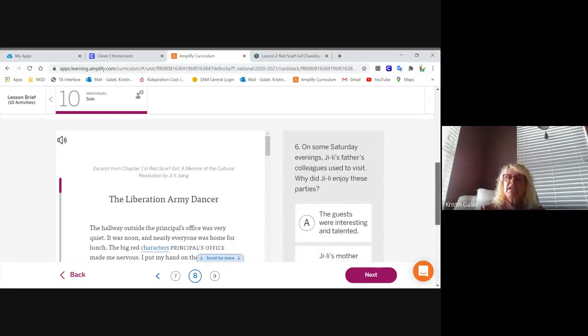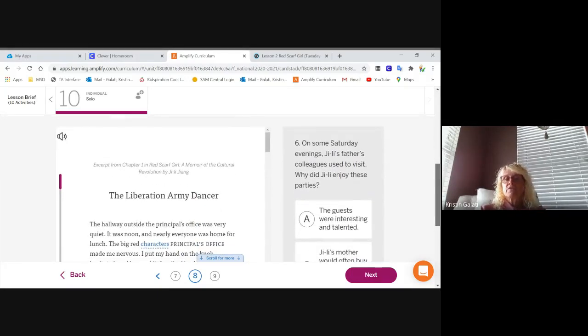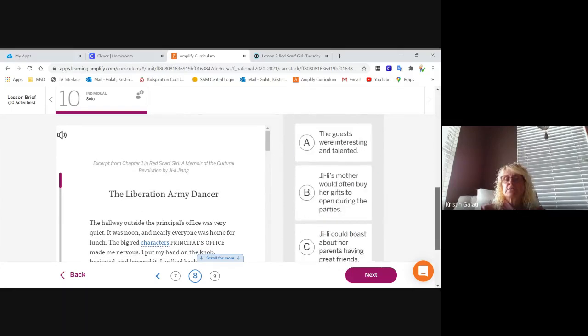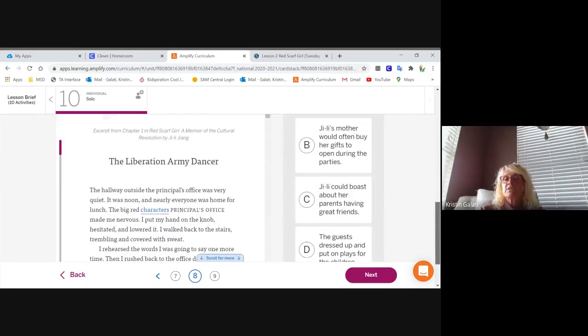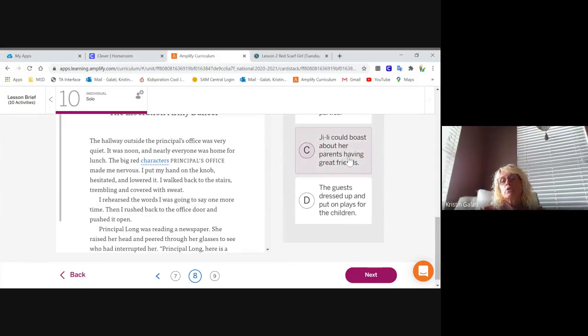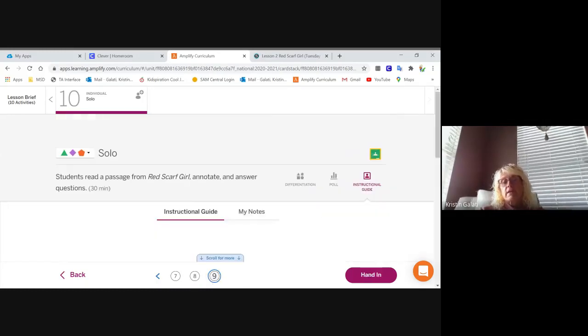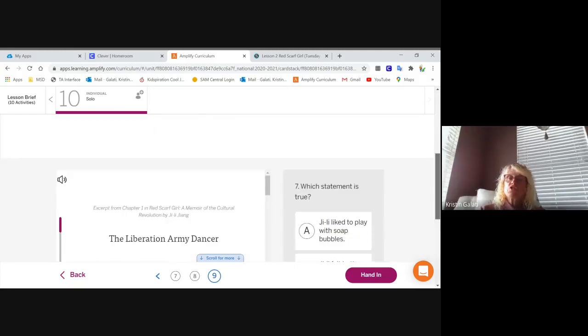6. On some Saturday evenings, Ji Lee's father's colleagues used to visit. Why did Ji Lee enjoy these parties? A. The guests were interesting and talented. B. Ji Lee's mother would often buy her gifts to open before the parties or during the parties. C. Ji Lee could boast about her parents having great friends. D. The guests dressed up and put on plays for the children. Then click next.